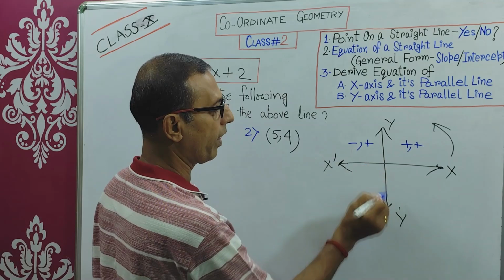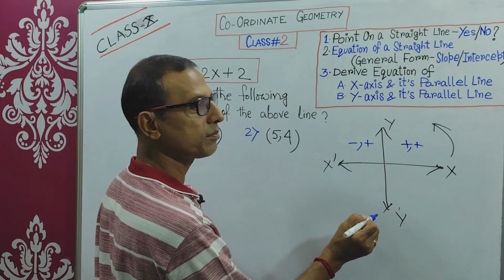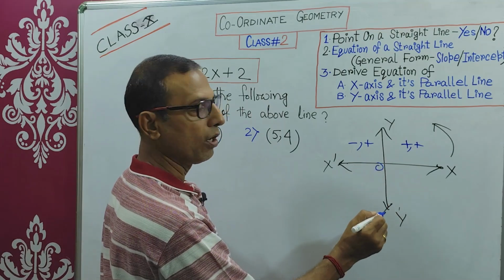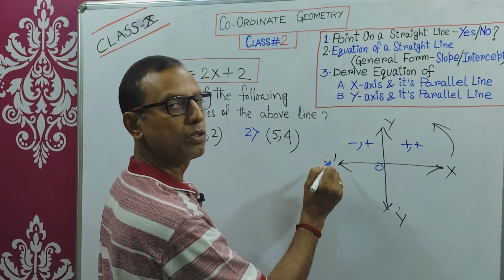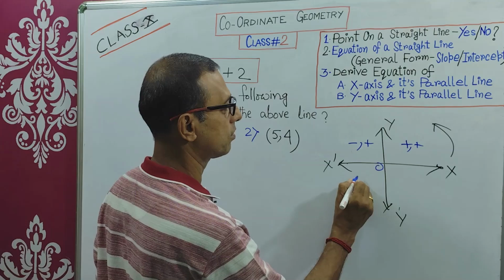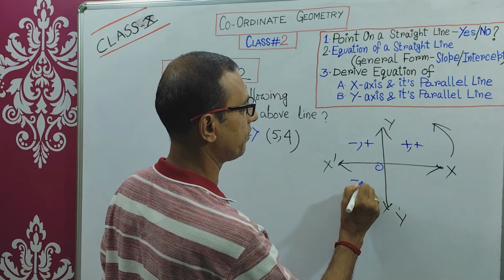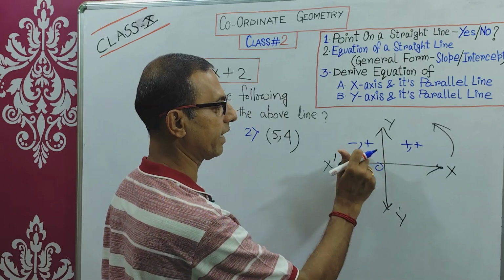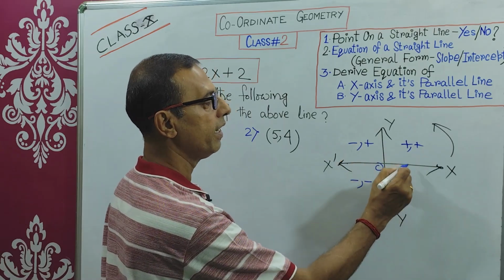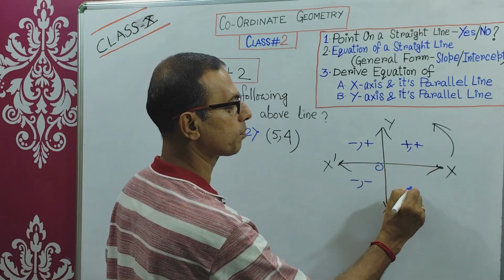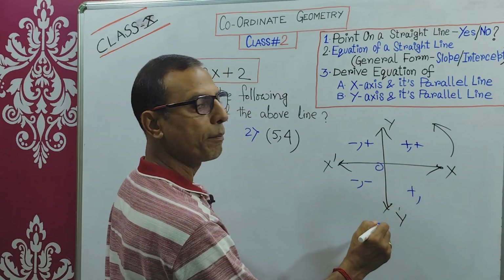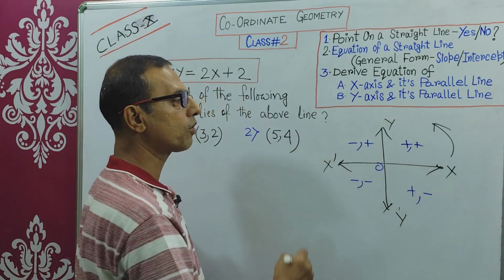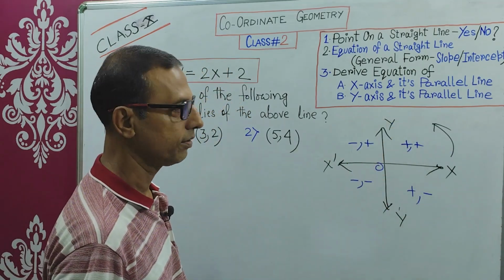Third quadrant: y is below the x-axis, below the origin, this is the origin, right? So y is below the origin, and x is also on the left side of the y-axis, so both are negative. And in the fourth quadrant, this is the first quadrant, second quadrant, third quadrant. Fourth quadrant: x is on the right side of the y-axis, that is positive, and y is below the x-axis or below the origin, that is negative. So that is how the coordinate signs are, right?